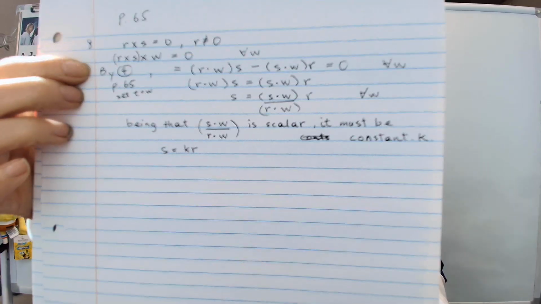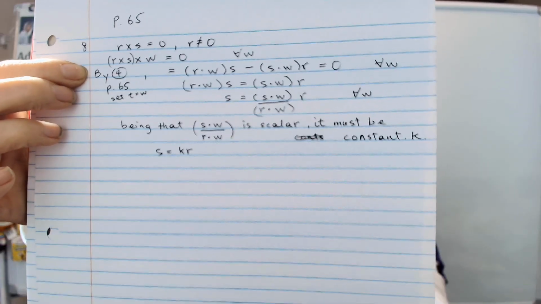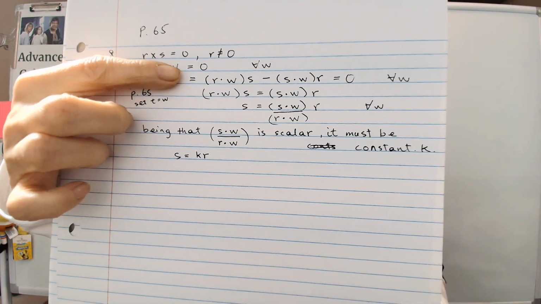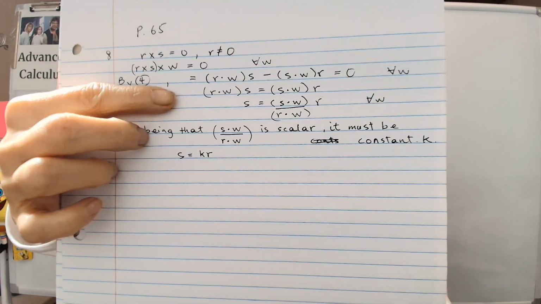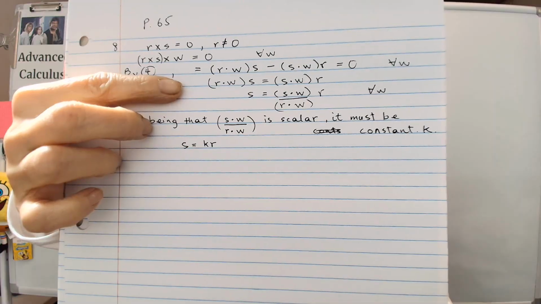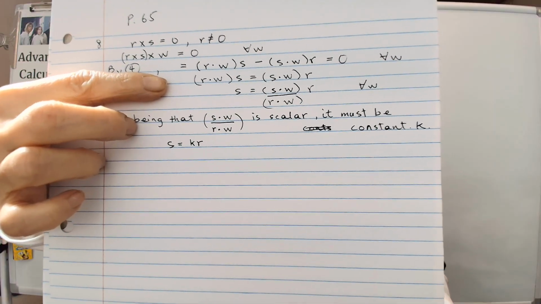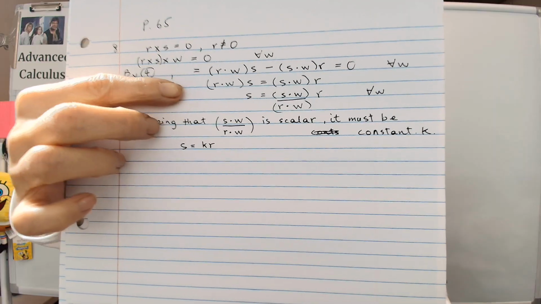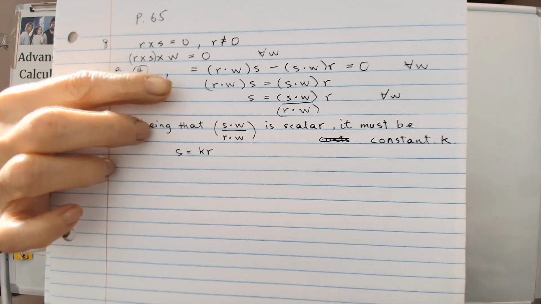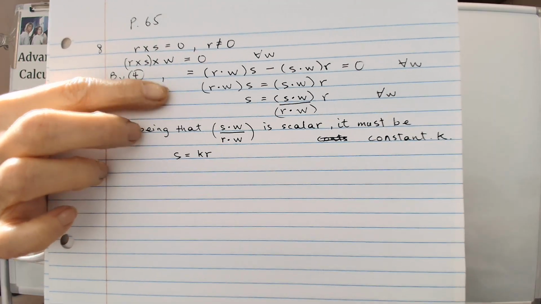So then this is the triple cross product formula, which I applied, and it equals that thing, and it's still equal to 0. Which means that R dot W times S is equal to S dot W times R. Now you can divide, because the dot product is a number, a scalar. It's not a vector, so you can just divide it.